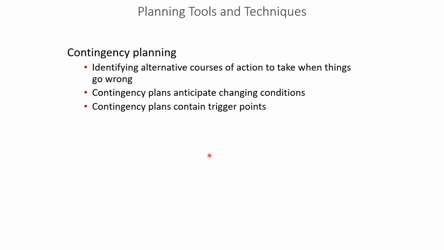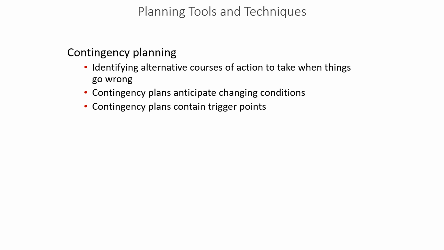Then comes the contingency plan, identifying alternative courses of action to take when things are absolutely not going the way you have planned. This is what we are looking at, the contingency plan. Remember, this is the plan where there is a backup in case plan A doesn't work out the right way. We have a backup plan in the form of plan B. So, identifying alternative courses.